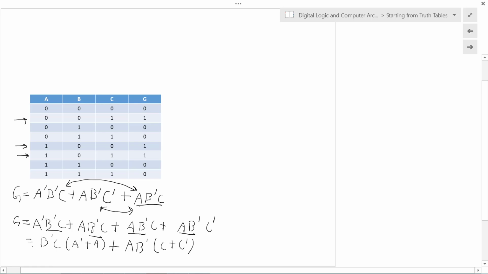Therefore, G is equal to B prime and C, or A B prime. We can factor out the B prime now and make it smaller: B prime ANDed with A or C, like so. Let's draw our simplified circuit.